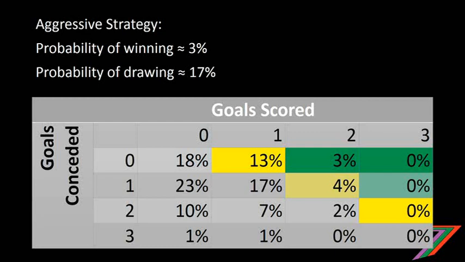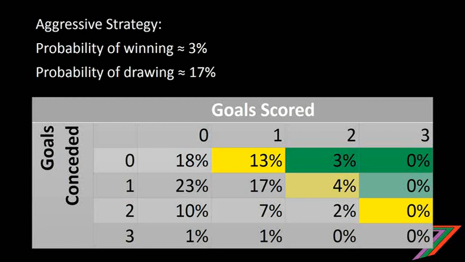So let's have a look at what we've got here with the aggressive strategy. You can see there is a 13% chance that you'll score 1 goal and concede no goals. There is a 4% chance you score 2 goals and concede 1 goal. And then there's a marginally higher than 0% chance you score 3 goals and concede 2 goals. Those 3 outcomes would result in a draw because you're scoring 1 more goal than you're conceding.